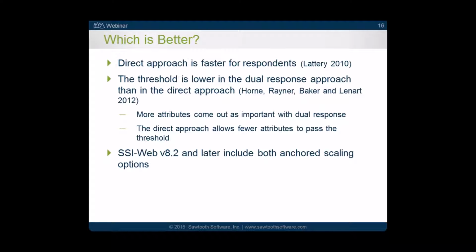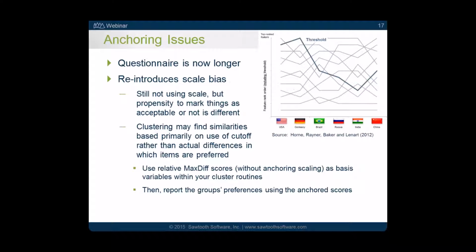The nice thing is that SSI Web handles both of these scaling options. It's a pretty simple matter to add either of these to your MaxDiff survey, and you don't have to worry about all the nasty coding that happens because it's all automated for you, which is nice. Of course, nothing comes for free, and whether you do Lattery's direct method or Louviere's indirect method, either way your questionnaire is going to be a little bit longer.